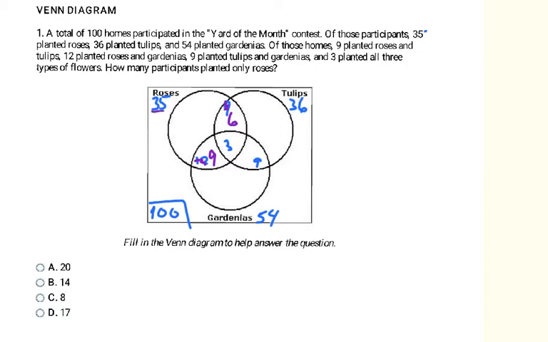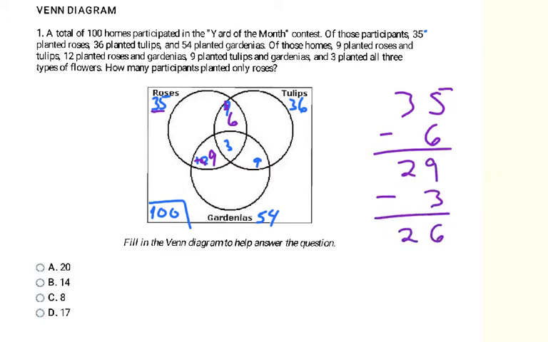Okay, then I have my roses are a total of 35. So that 35 comes from all 4 pieces here. If I want to find out how many are only roses, I'm going to have to subtract out these other 3 pieces. So I'm going to have to take 35 minus 6, which is 29, minus 3, which is 26, minus 9, which is 17. And so that leaves 17 for only roses. So my answer is D.